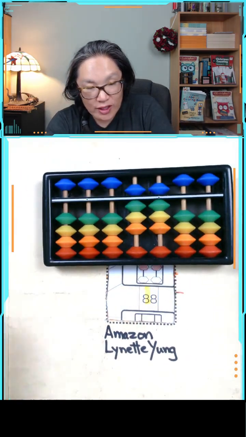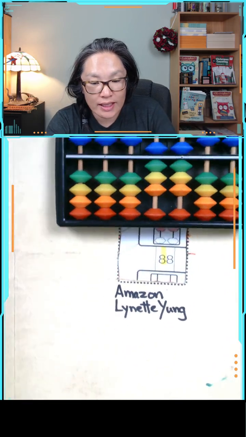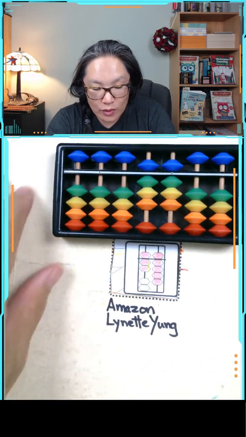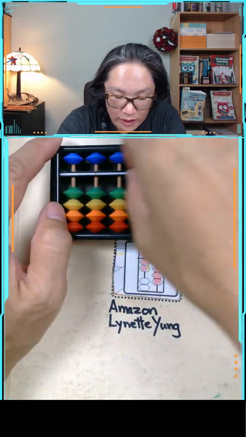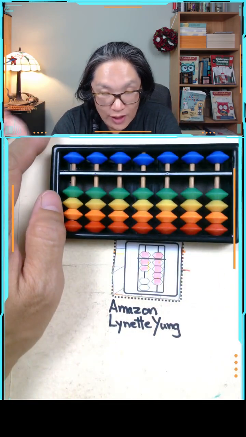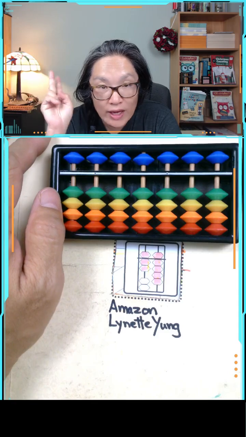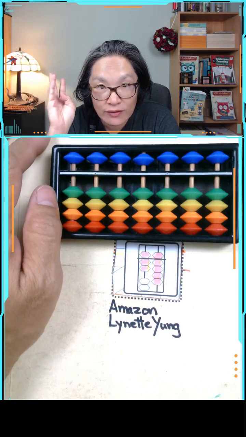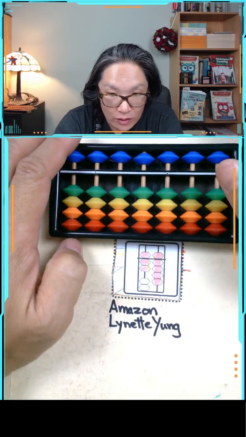Thank you, everybody, for joining. The number is 88. So we're only doing 2-digit numbers right now, and we're going to understand how to read the abacus. After that, we're going to do some adding, and you can do subtraction, multiplying, and dividing on the abacus.